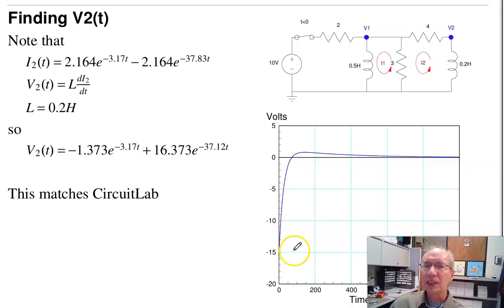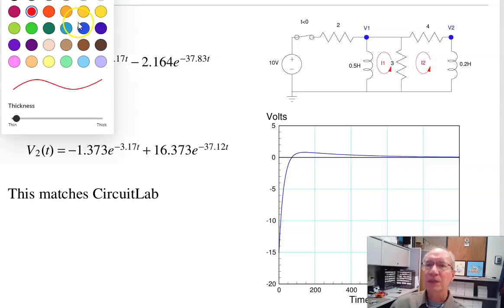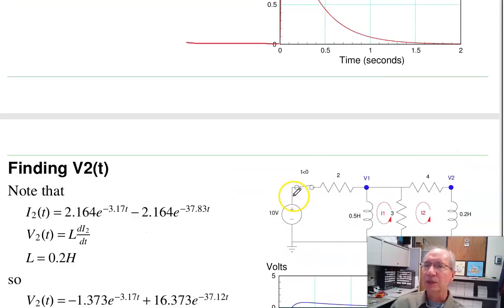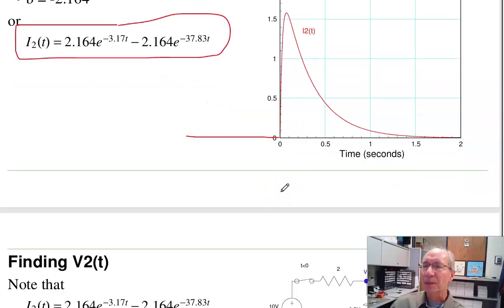If we know I2 of t, V is L di dt. So take the derivative. That's what V2 of t looks like. Same thing that Circuit Lab gave me. And notice the voltage is not continuous. The voltage was 0 for t less than 0, has a jump discontinuity down to minus 15, and then drops, then settles out. Again, voltage is not energy. You can have jump discontinuities in voltage, not in current. Current's got to be continuous. Current is energy.